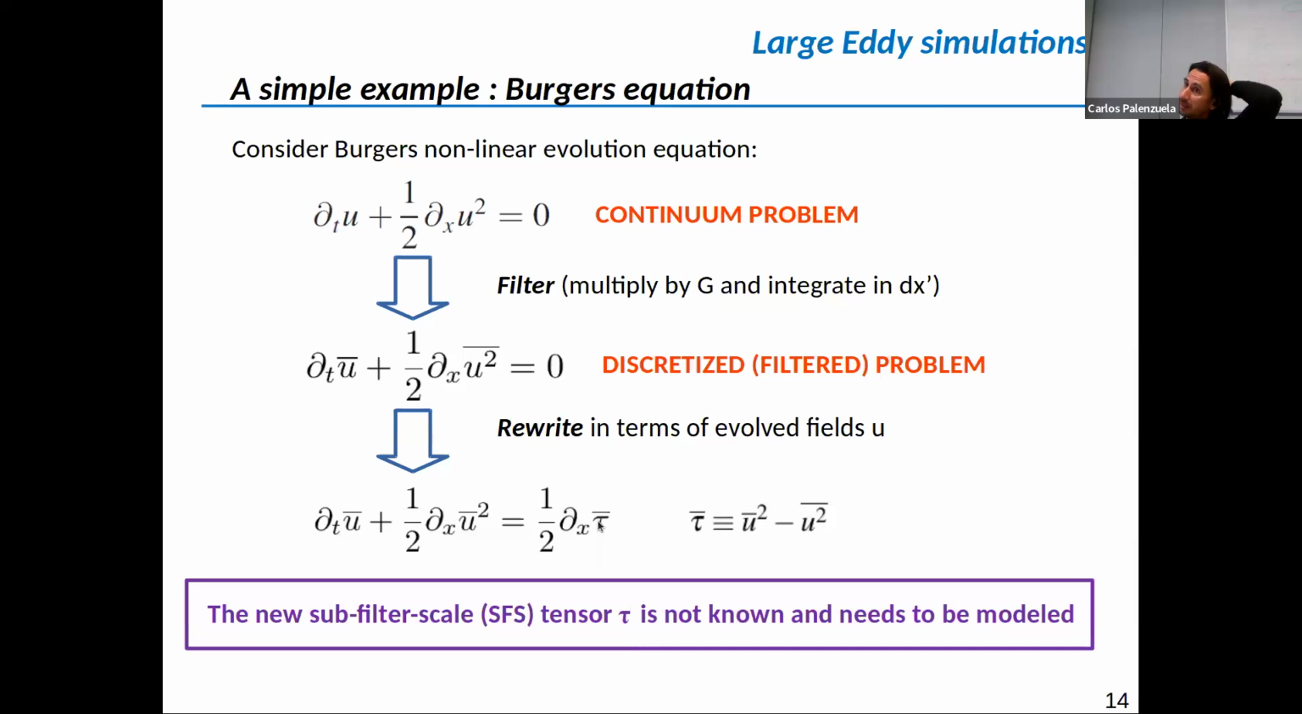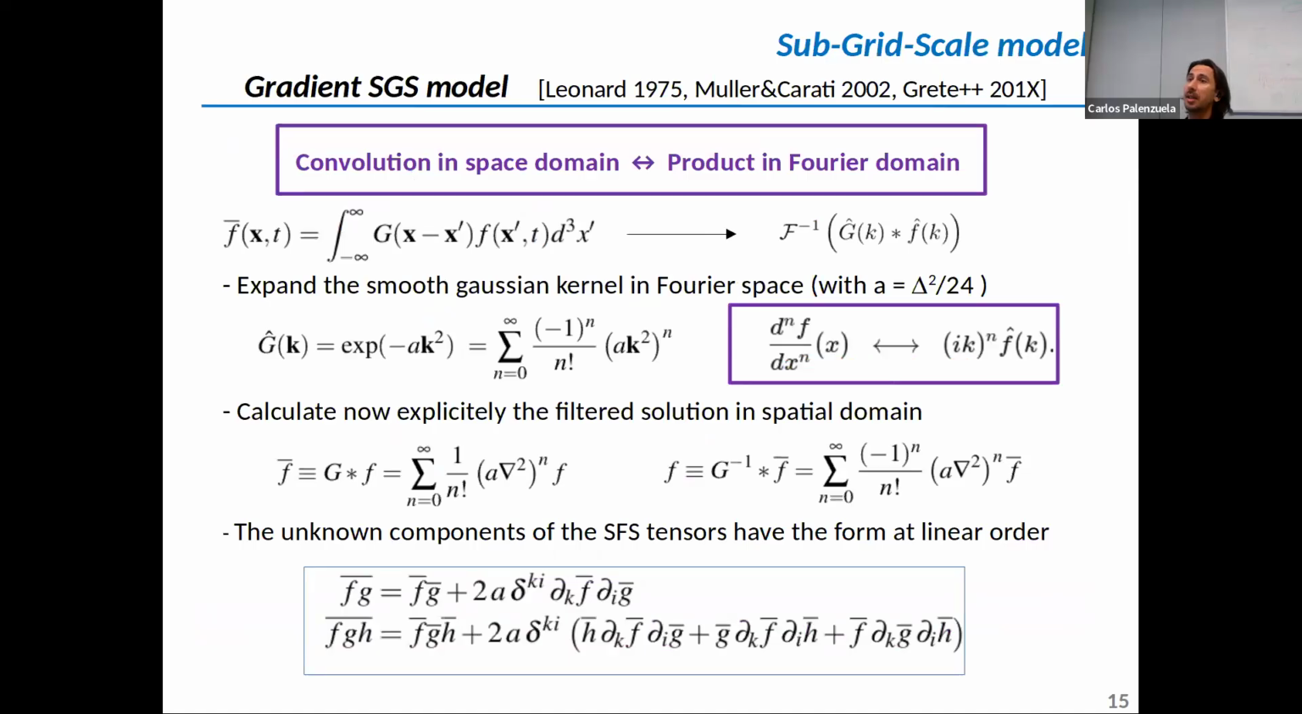How can we go further than the lowest order approximation? Well, there are several ways. The nicest one that I found, which doesn't make any physical assumption, is this gradient subgrid scale model, that is based on the fact that the convolution in the space domain, that is basically this filtering operation, is just a product in Fourier domain. So the inverse of the Fourier transform of this product in Fourier space is basically the average of the filtering operation.